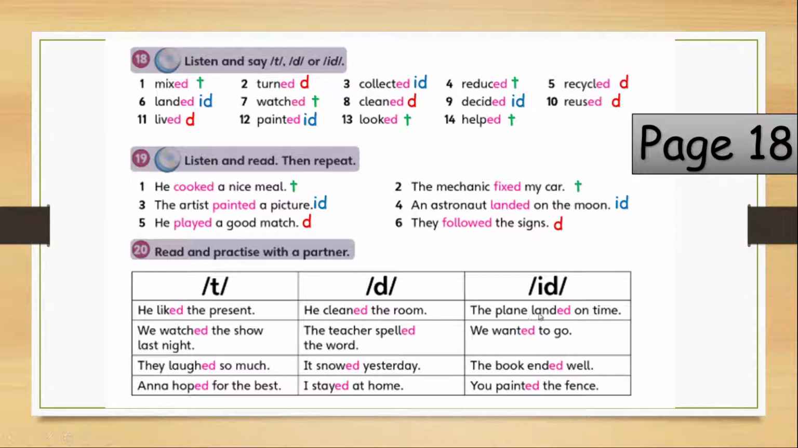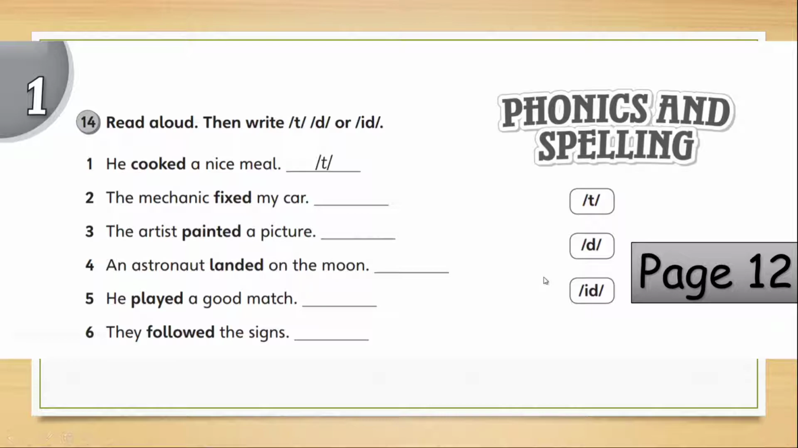The plane landed on time. Landed. Ed. We wanted to go. Wanted. Ed. The book ended well. Ended. Ed. You painted the fence. Painted. Ed. Now let's open the activity book, page 12. Let's write the date.